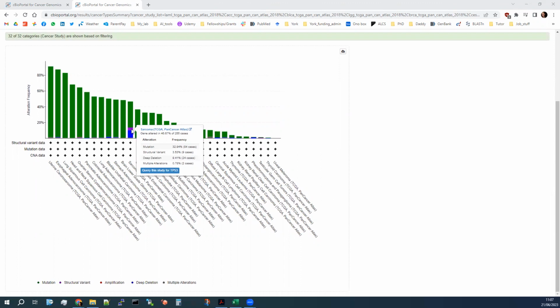That could be amplifications, it could be a shallow deletion, so losing only one copy on average, or it could be something else that's going on. So what we're going to do now is explore this sarcoma dataset. So we're going to query this study for TP53.